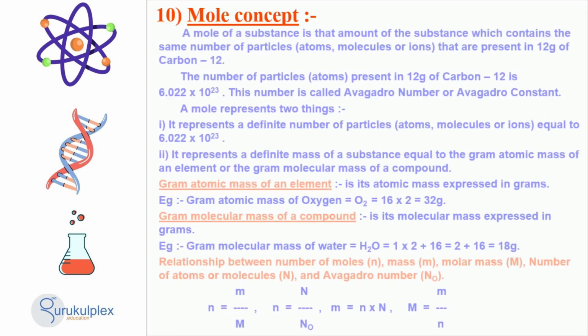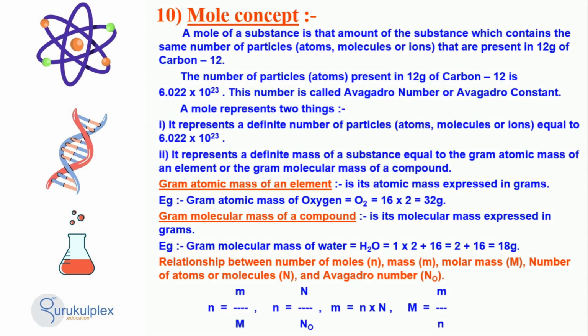Moles are a unit of measurement in chemistry equivalent to 6.022 x 10 to the power of 23 atoms, molecules or ions. It is also equal to the gram atomic or gram molecular mass of an element or compound. For example, the gram atomic mass of oxygen is 16 by 2, or 32 grams. And the gram molecular mass of water is 1 by 2 plus 16, or 18 grams.